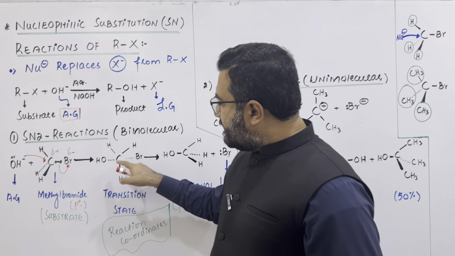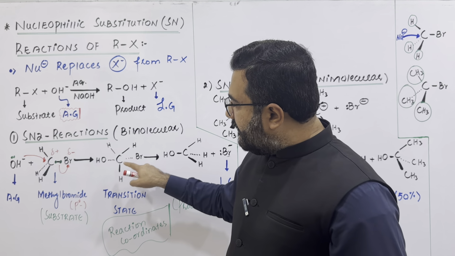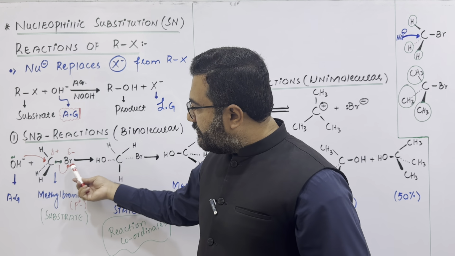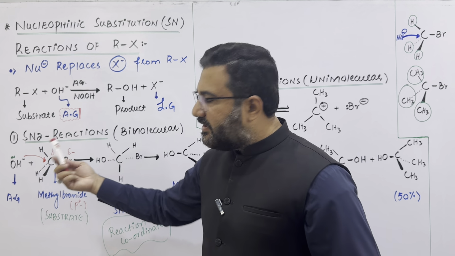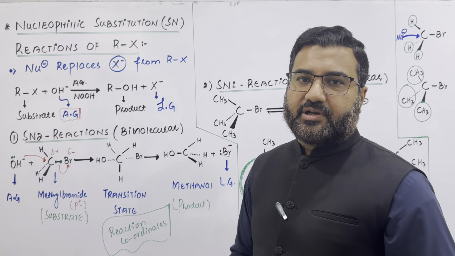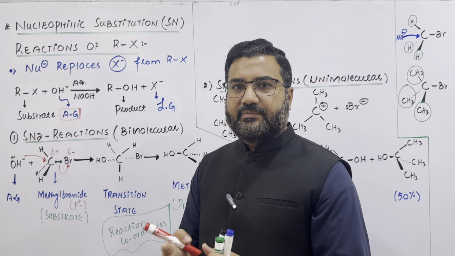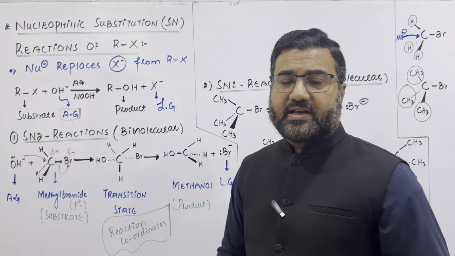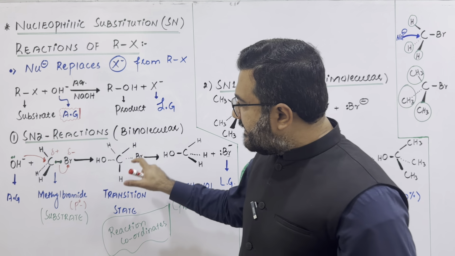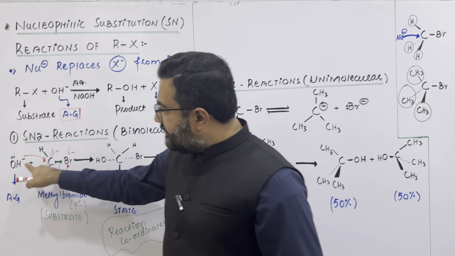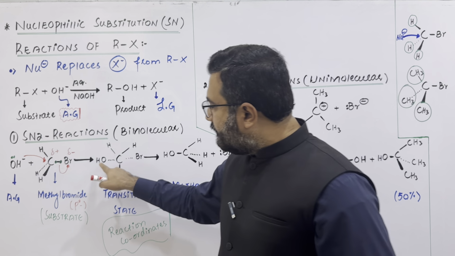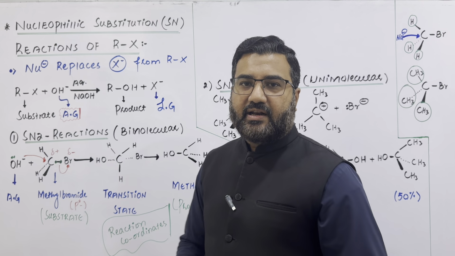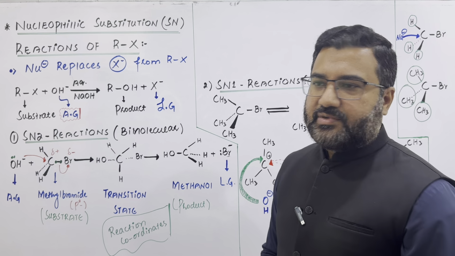Now what will happen? First of all, a transition state is formed in which these two dotted lines are showing that the bond with bromine is not completely cleaved and the bond with OH is not completely formed. Rather, the two processes are simultaneously going on: formation of bond with OH and breakage of bond with the bromine. Now, in this case, my dear students, the OH is giving its two electrons to form a bond with the carbon, and the bromine is taking away the two bonding electrons to break its bond with the carbon.